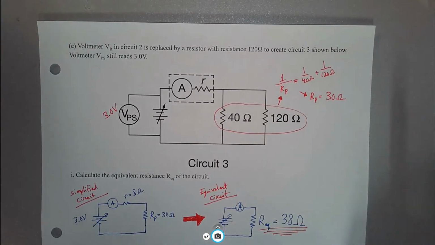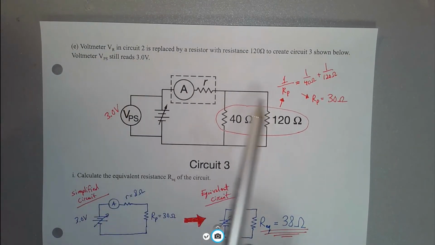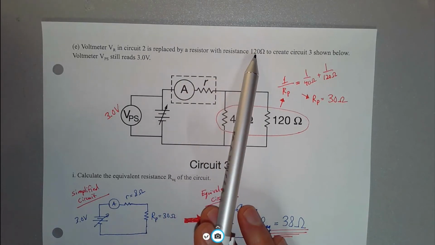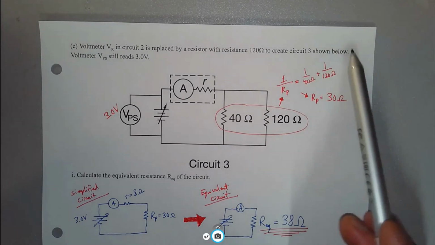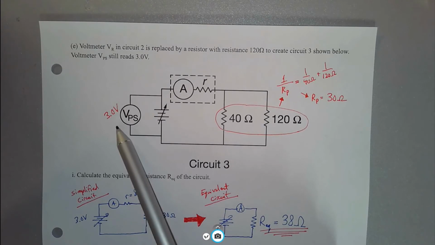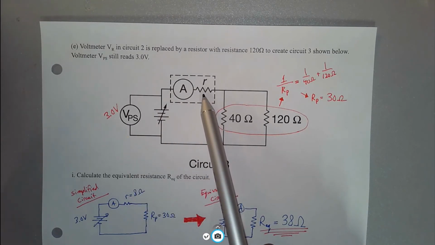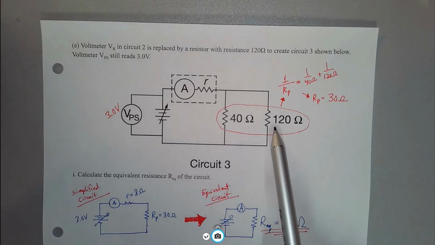Moving on, part E. It says the voltmeter, V_R in circuit 2, so the voltmeter that was across the 40 ohm one, is replaced by a resistor with a resistance of 120 ohms to create circuit 3 shown below. It says the voltmeter across the power supply still reads 3 volts, so that's still providing 3 volts. Here's our ammeter with significant resistance. Remember we said that's 8 ohms, but now we've just added, instead of a voltmeter, another 120 ohm resistor.